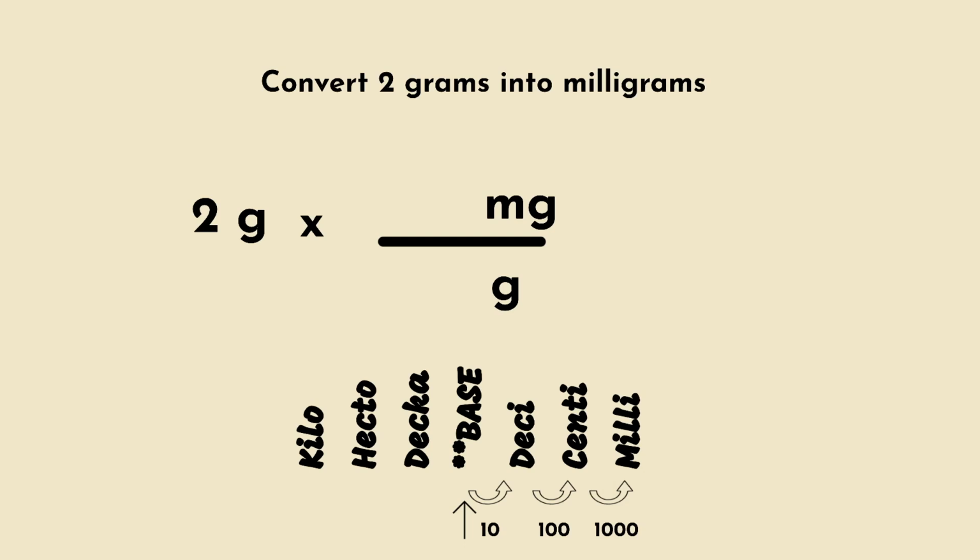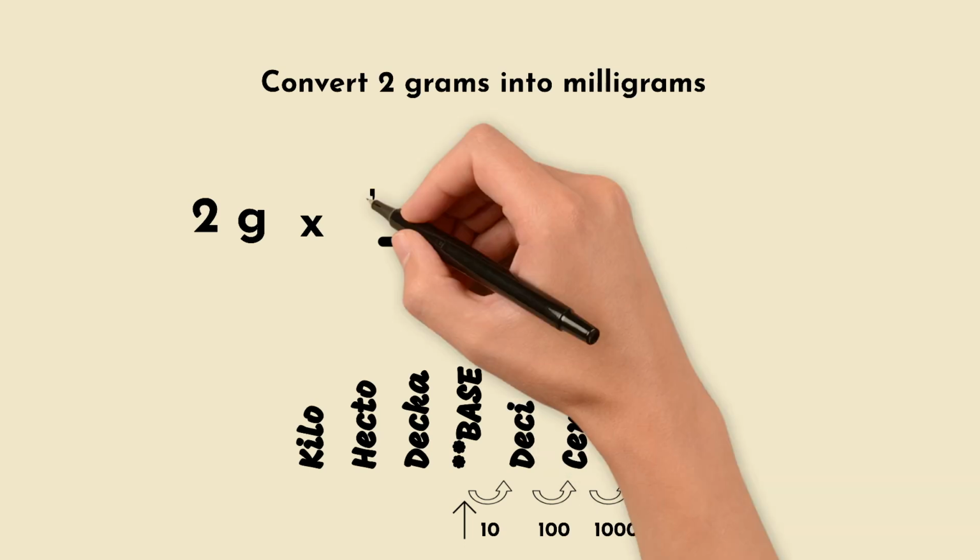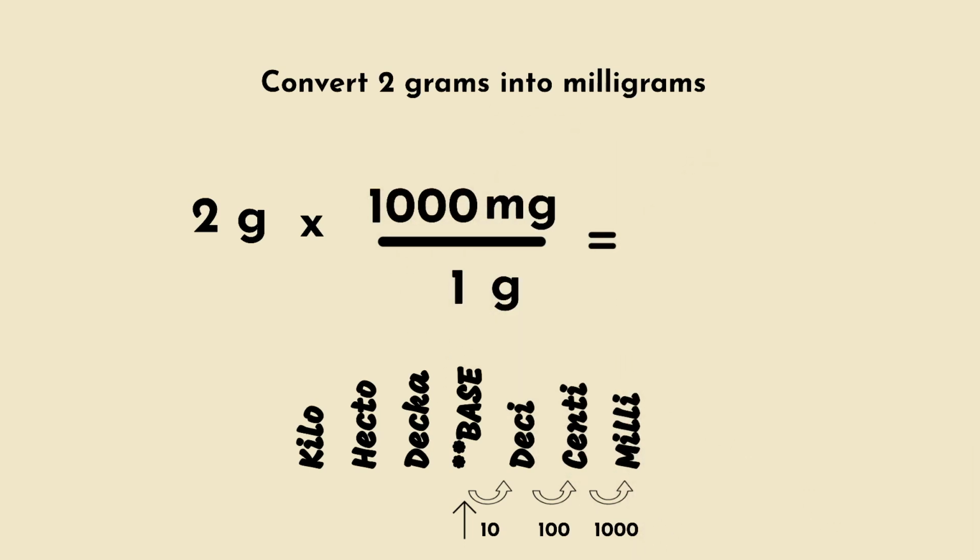So we'll plug in our 1,000 milligrams in 1 gram. When we do the math, we multiply our 2 times 1,000 and divide by 1. So 2 grams times 1,000 milligrams divided by 1 gram equals 2,000 milligrams.